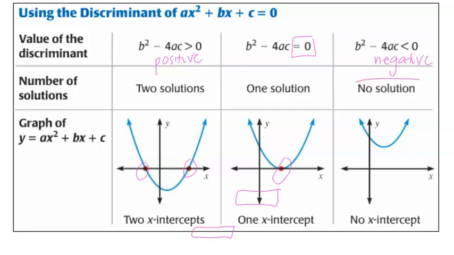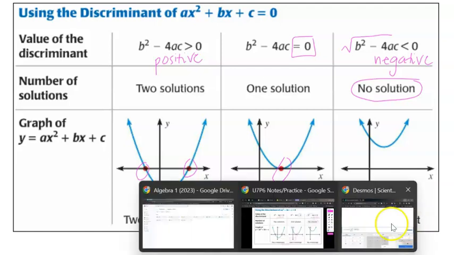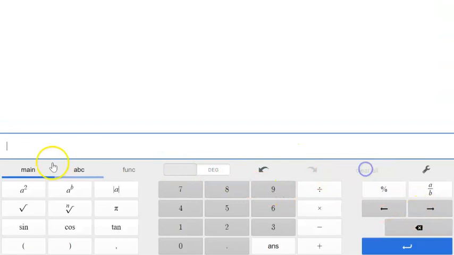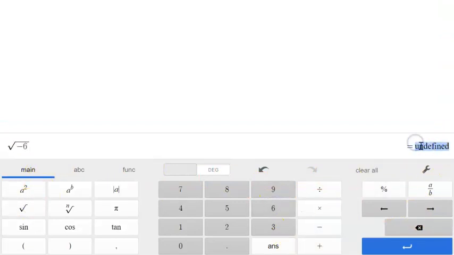The reason for that no solution is because this b squared minus 4ac is being square rooted. So you're taking the square root of that value. And if we try to take the square root of a negative number, so if we go square root of -6, we get that undefined value. So that's the reason why if that discriminant value is negative, we get that undefined no solution value, because it's underneath that radical. That's why we were getting those undefined values in that previous lesson.